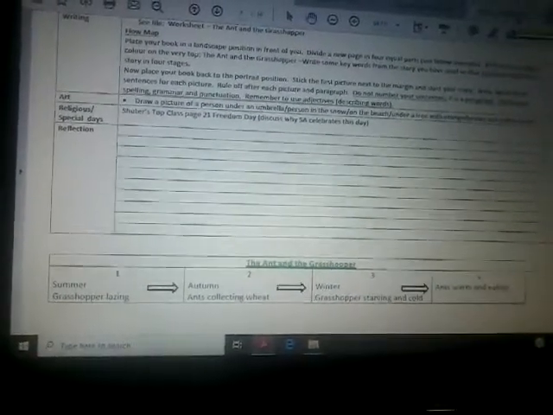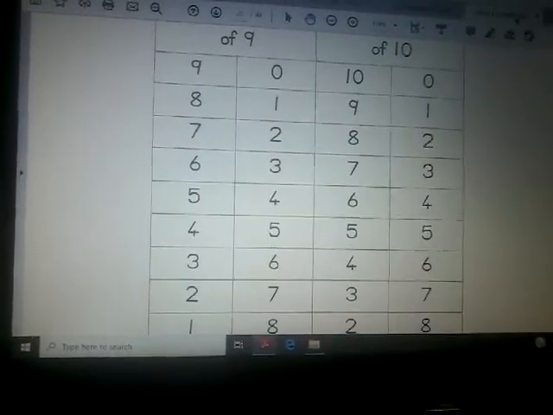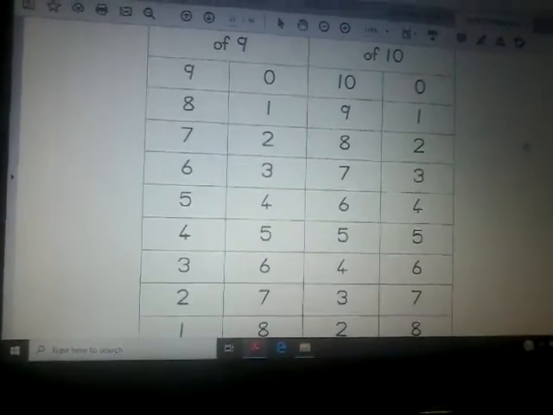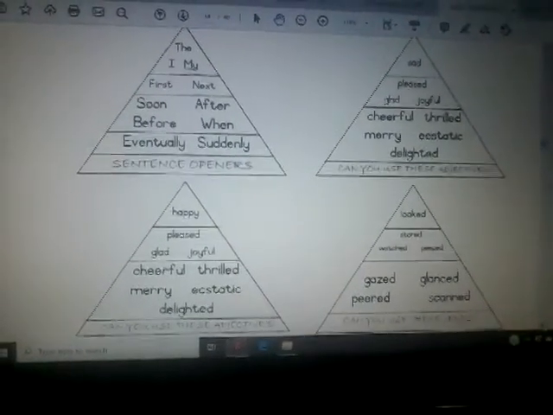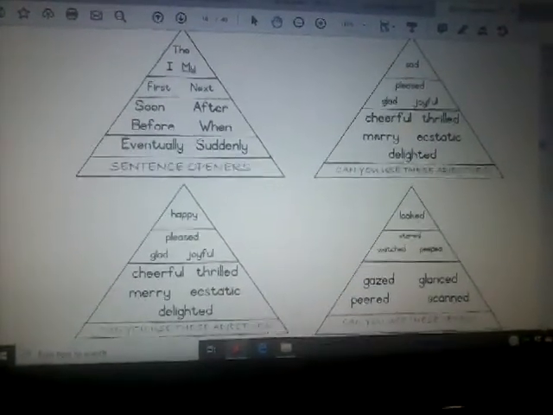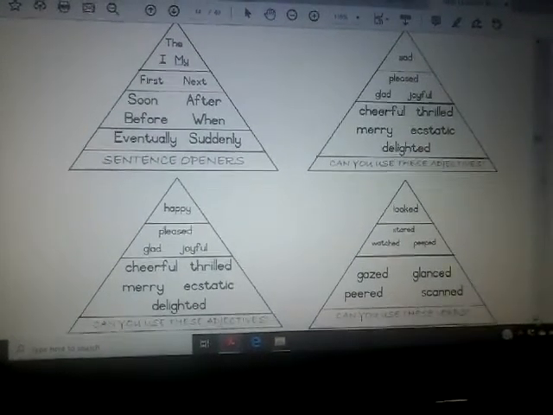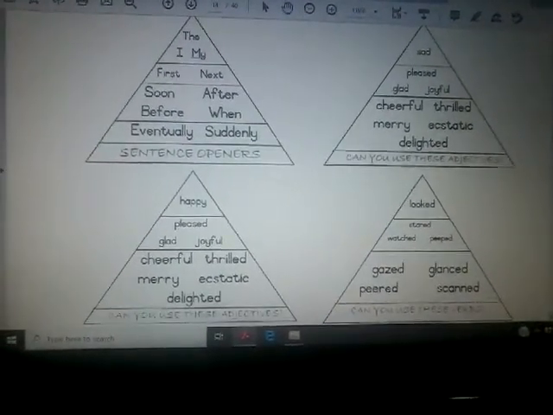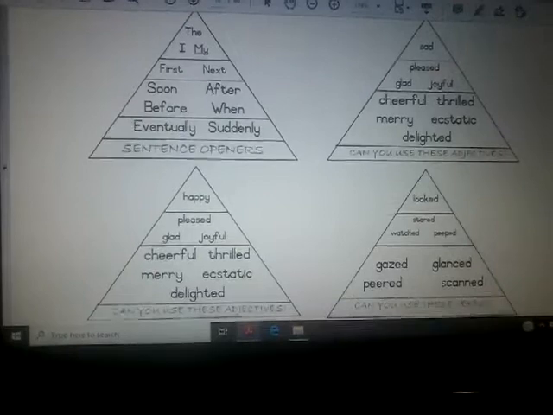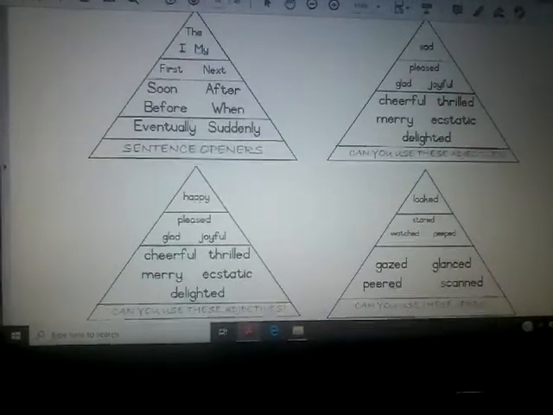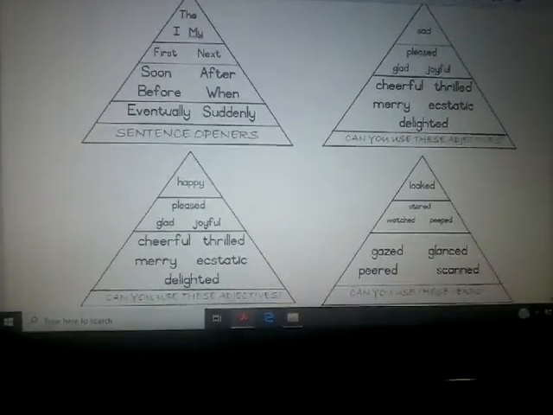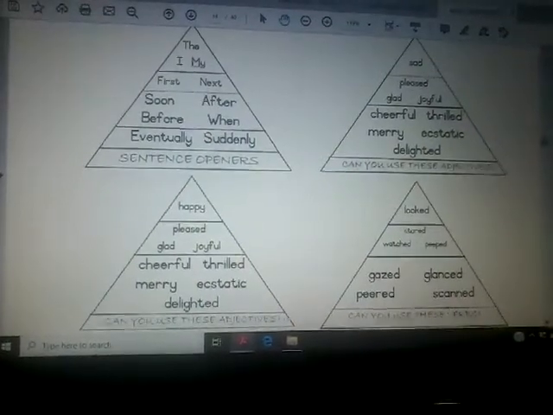If you look in your reference book, there are a variety of triangles. Here's a picture in their reference book on page 14. The idea is basically for them not to use the top word. So in other words, don't use the word sad. Rather let them use words underneath sad. So pleased. Oops, I see there's a mistake in the book.